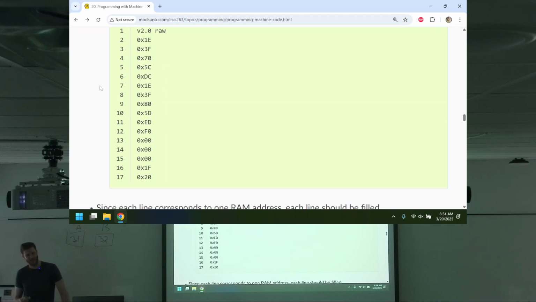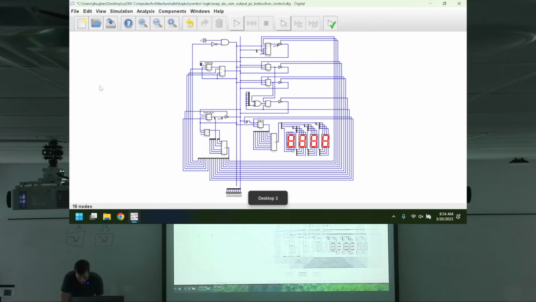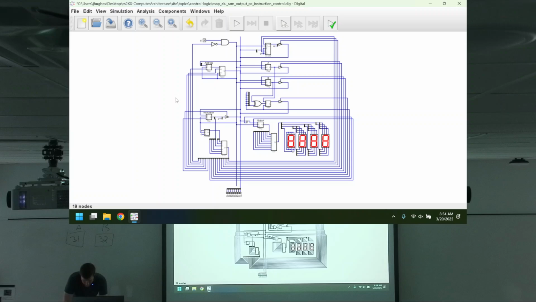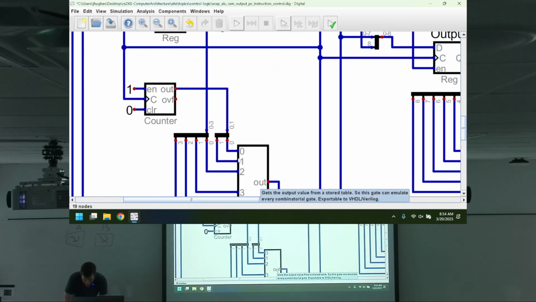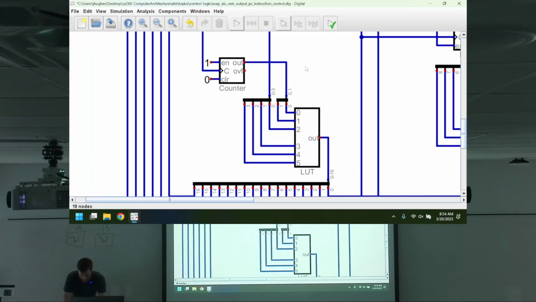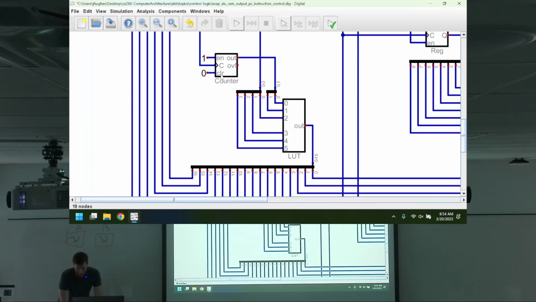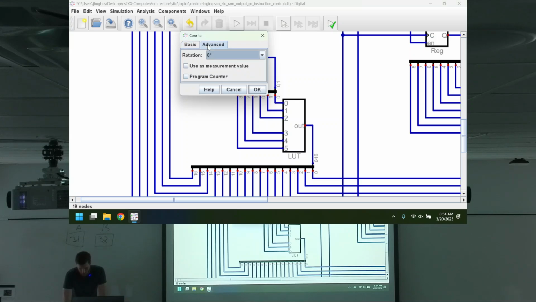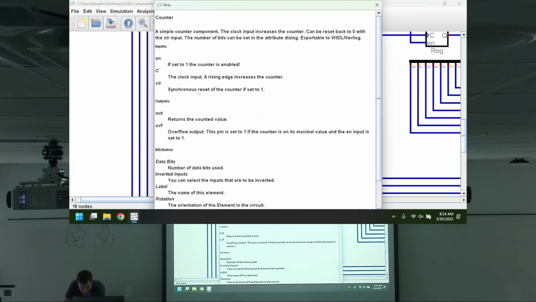Yeah? Let me show you what I mean. Right here, this is the microcode counter. The microcode counter has a clear input signal. Actually, I'm curious, does the clear work on a clock pulse? Help says: Clear. Synchronously resets the counter if set to 1. I'm guessing that means synchronized to the clock. Okay, perfect.